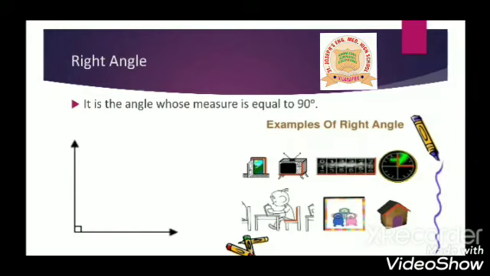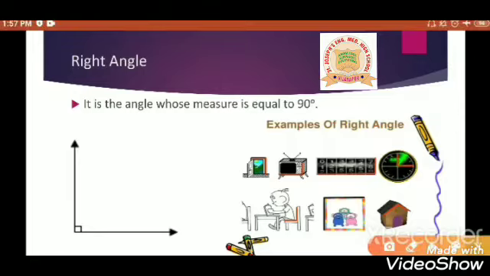Next is the right angle. When do you call it a right angle? It is an angle whose measure is equal to 90 degrees. We have studied that if the angle was less than 90 degrees, it was an acute angle. Now if the angle is exactly equal to 90 degrees, then it is called a right angle. If you see the diagram, this angle is equal to 90 degrees, so it is called a right angle.